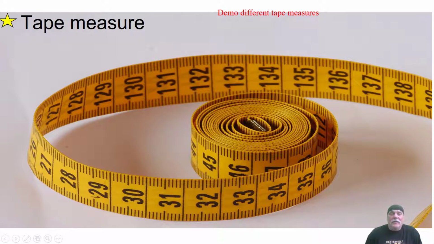Here are some different tools that you may use in your time. So a tape measure. A tape measure is like a ruler, but it's flexible. This could be used for things like measuring the circumference of your head if you're trying to get a new hat, or maybe measuring your waistband for a new pair of pants.